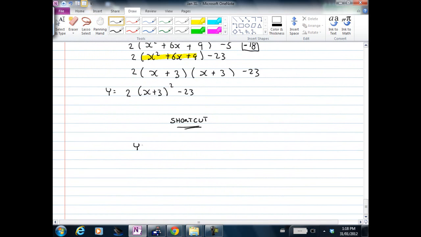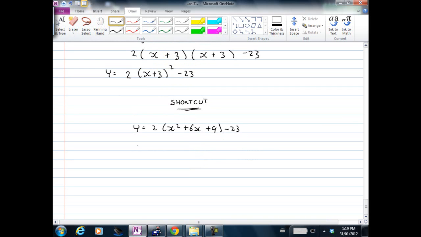My original was y equals 2 x squared plus 6x plus 9 minus 23. If you're having trouble factoring, because some of the questions will be insane, you won't be able to factor just by looking at it. I know my final form has to be this: 2, and there has to be an x minus 23 squared. My final form always has to be this, no matter what happens. 23 stays the same, 2 stays the same. Here's the shortcut. You take the number in front of x, whatever number that is. You divide that by 2.